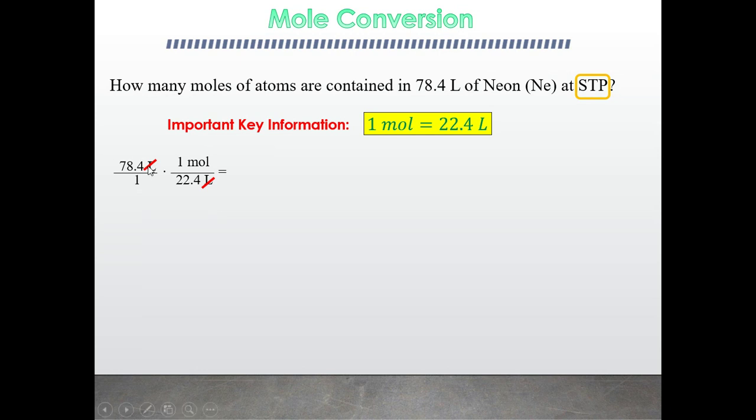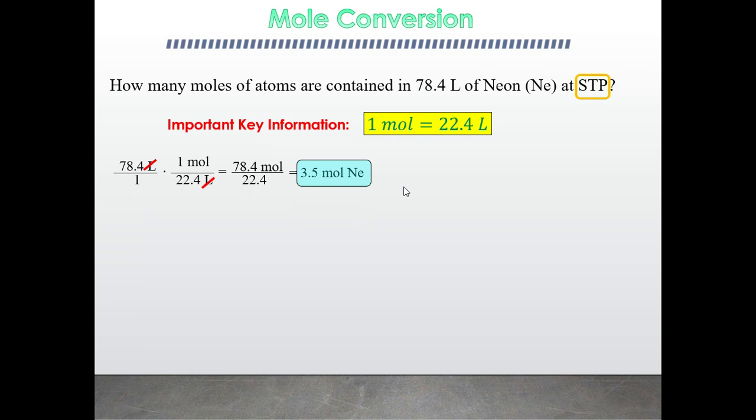I already canceled out liters in my work, so right here I'm just going to multiply across. 78.4 times 1 mole gives me 78.4 moles. And then 1 times 22.4. Notice down here there's no unit, because you already canceled the units of liters in the work. So the only thing to carry over is 22.4, because 1 times 22.4 is 22.4. Here it's just calculator work. 78.4 moles divided by 22.4 will yield 3.5 moles of any gas. So that's our answer.